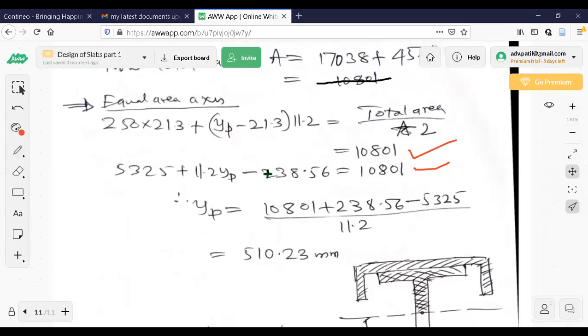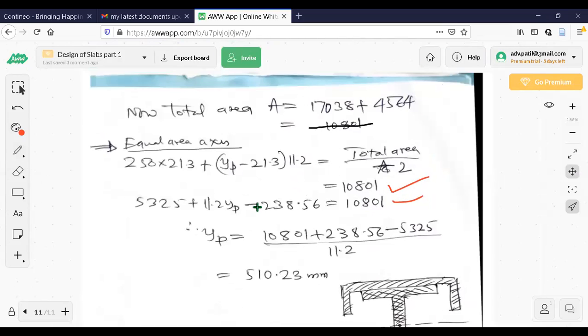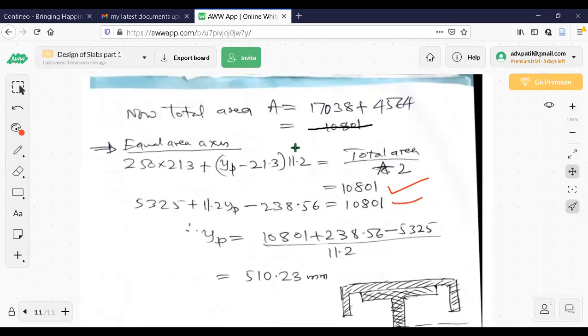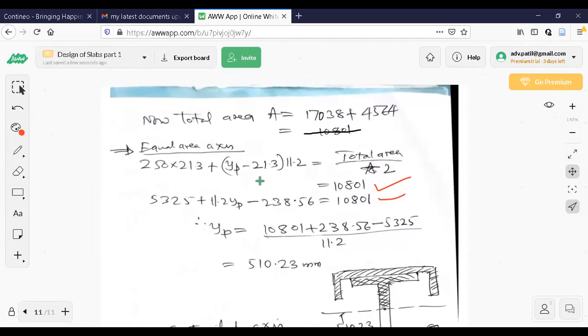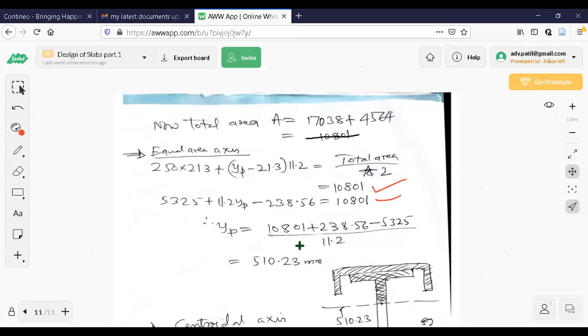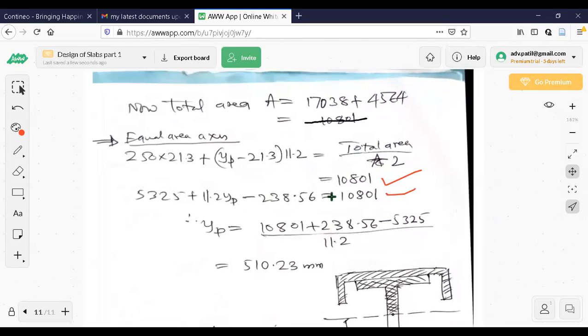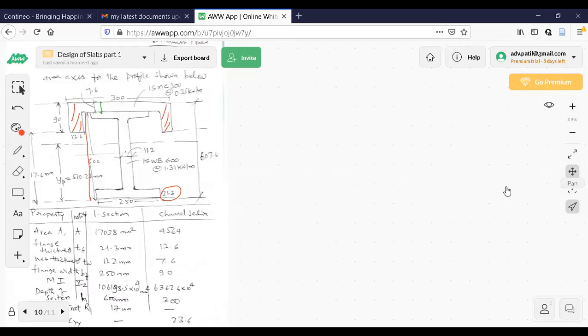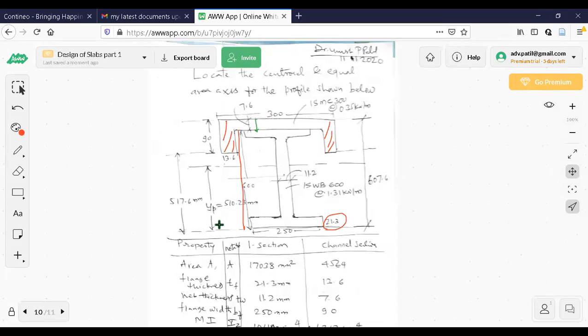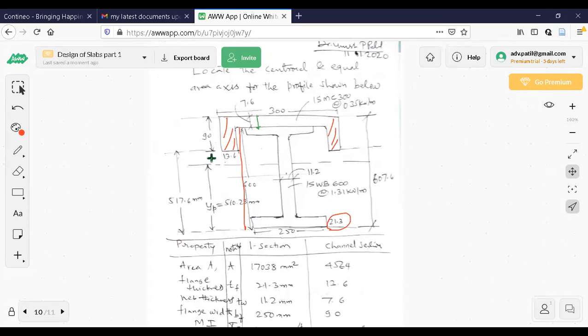Now observe here. Total area is area of I section plus area of channel section. You write that value; I'll note it later on. Finally, see how to get YP now. So what I will do is I'll just say this is YP to start with. I'll call this YP. I don't know the value right now.